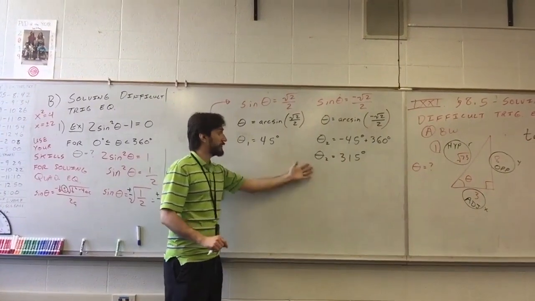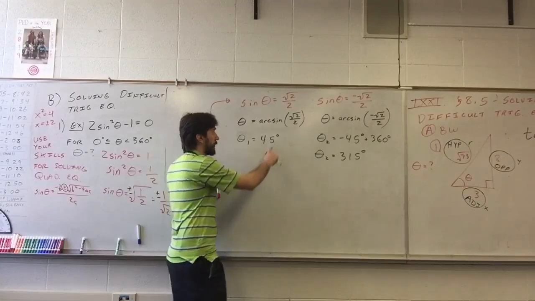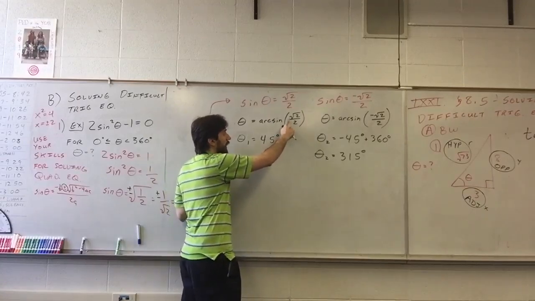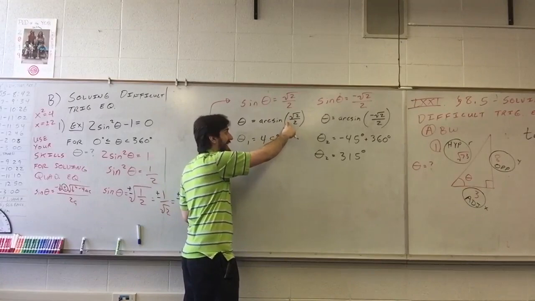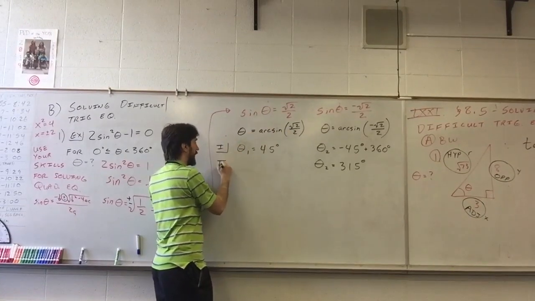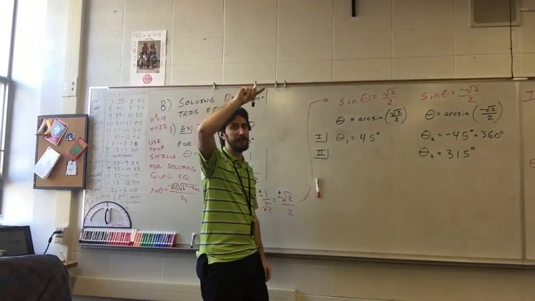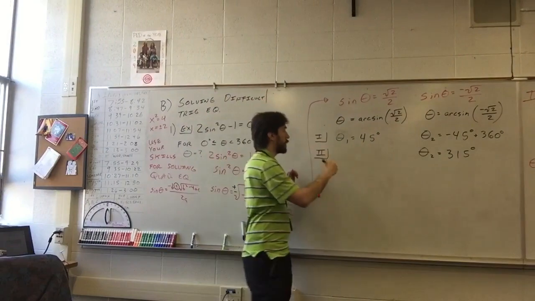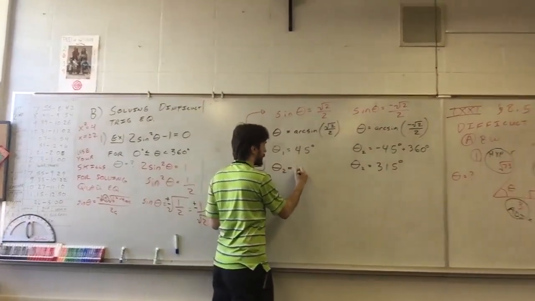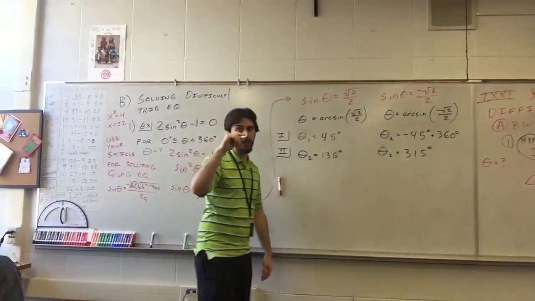How do I find the other answers? I'll go back to this. In which other quadrant is sine positive? Yeah, this is the one in quadrant 1, and then the second quadrant. And again, if you look at your unit circle, you see that, right? In the second quadrant at, I believe, 135 degrees, it is also square root of 2 over 2. And then the other answer you gave me, too.